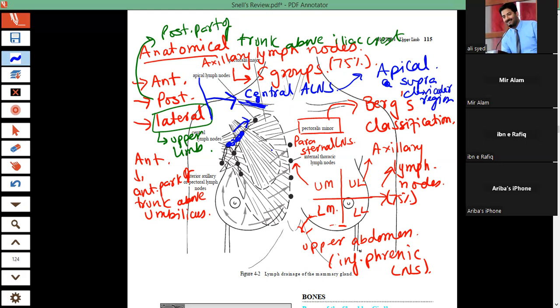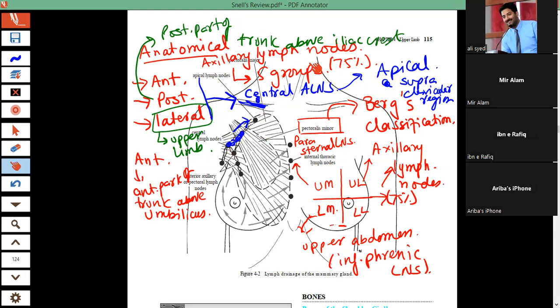Here also the supraclavicular region. So see, now these are the five groups of your anatomical axillary lymph nodes: anterior, posterior, lateral. All three are draining into your central axillary lymph nodes, which are present in the apex of the axilla. And from the central axillary lymph node, they are draining into your apical axillary lymph nodes, which are present around your clavicle bone, supraclavicular region. Okay, so this is your anatomical classification for axillary lymph nodes.